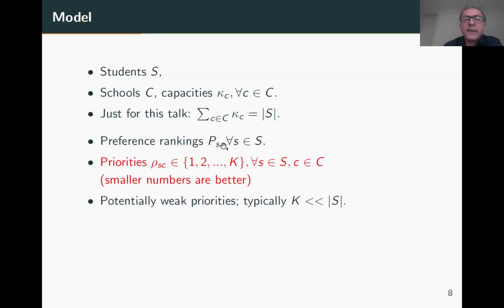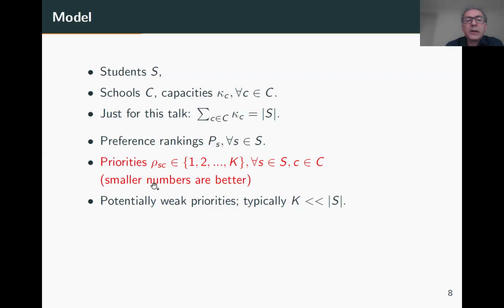We are going to have a preference ranking of students. This is going to be a strict preference ranking. We are going to have priorities. That is the priority of student S at school C. We are going to number them from 1 to K. The smaller, the better. The smaller number means a higher priority. Let us keep this in mind because we are going to use those priorities to define admissions cutoffs.